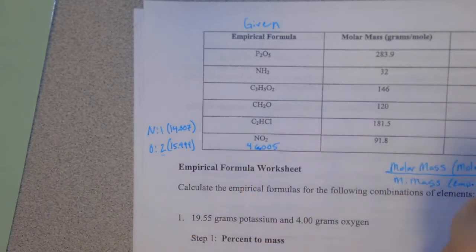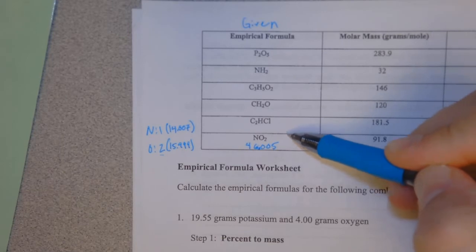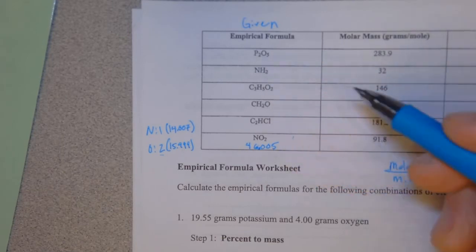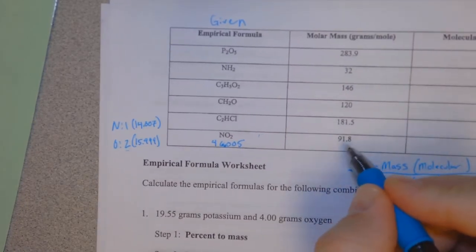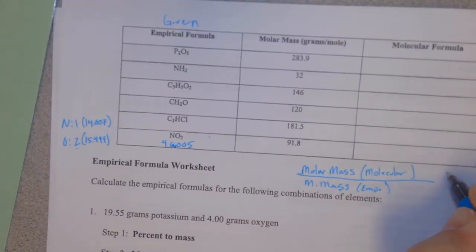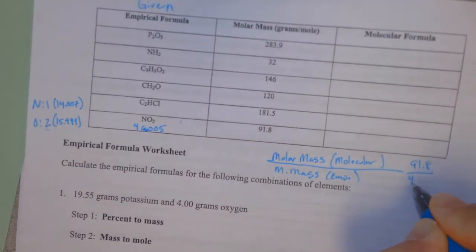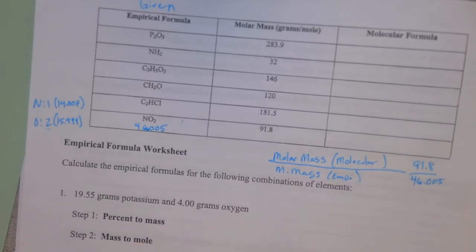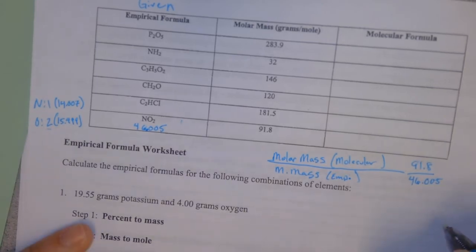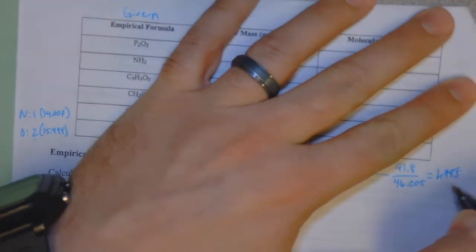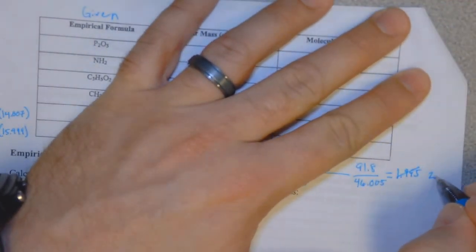I get a molar mass of 46.005. A good idea for this section is to write the molar mass for each of these compounds just below it. Now I can take 91.8 and divide it by 46.005, and that comes out to be 1.9995, so I'm going to think of that as a 2.